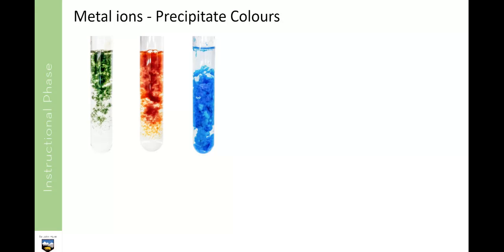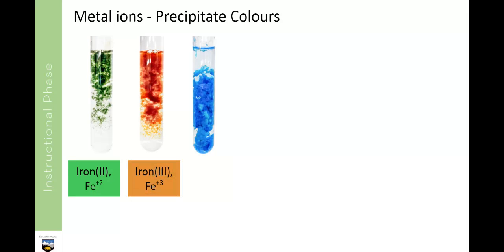Now the green one is iron 2, so Fe2+. The orangey brown precipitate shows me the presence of iron 3, so Fe3+ ions. And as I told you on the last slide, the blue precipitate shows me that copper ions are present. So iron 2 gives me a green colour, the orangey brown is iron 3, and then the blue colour shows us the presence of copper 2 ions, Cu2+.